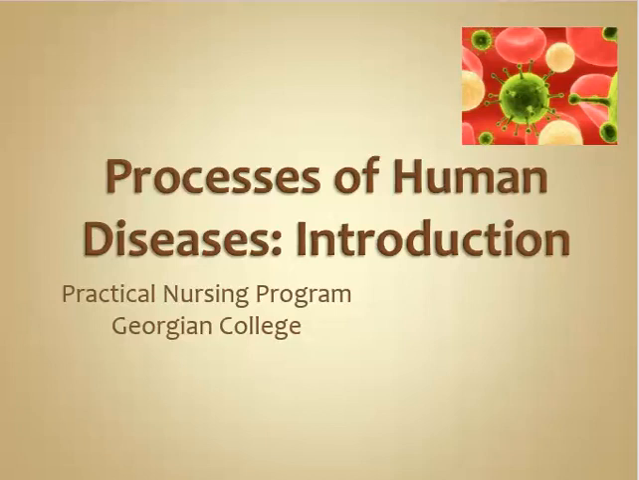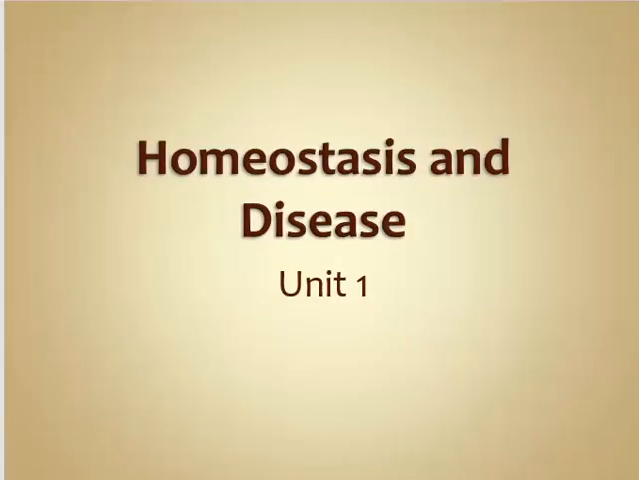So this is Unit 1, Process of Human Diseases and Introduction for Practical Nursing, Georgian College. So Unit 1 is Homeostasis and Disease.